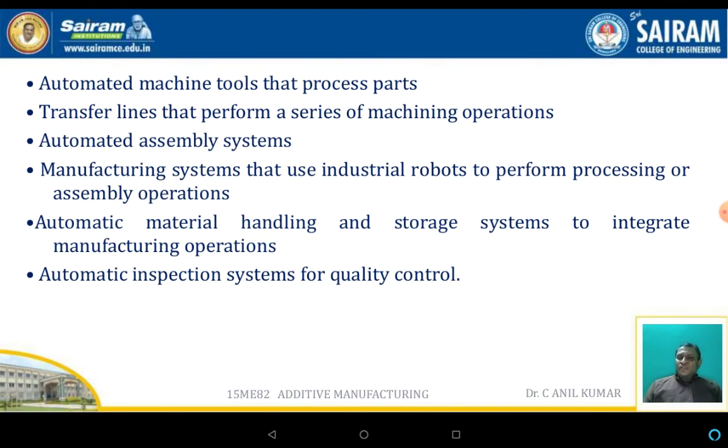Examples include automated machine tools that process the parts, transfer lines that perform a series of machining operations, automated assembly systems, manufacturing systems that use industrial robots to perform processing and even assembly, automatic material handling and storage systems to integrate the manufacturing operation, and automatic inspection systems for quality control. By looking into this, in each and every segment or department, automation can be implemented, but at the factory level.